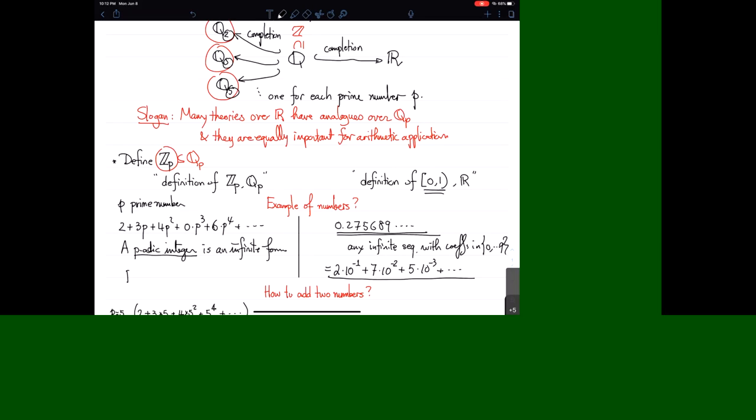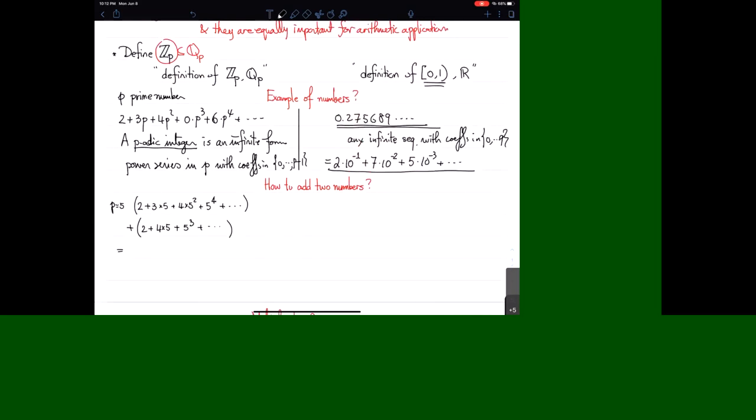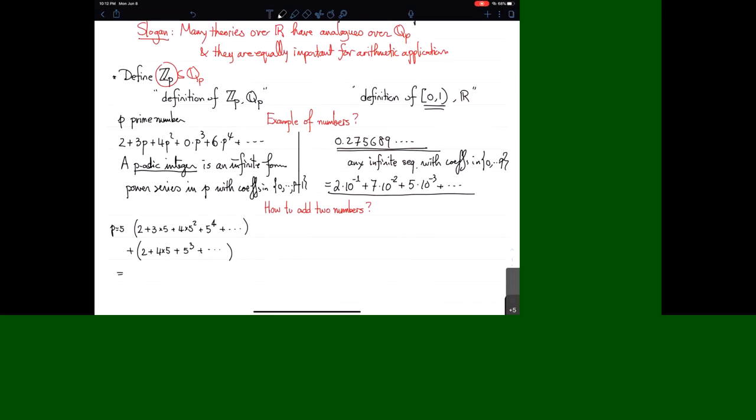Or more, maybe power series in the number p and with coefficients between 0 and p minus 1. Okay, so before trying to make sense of this, let me explain how to play with it.